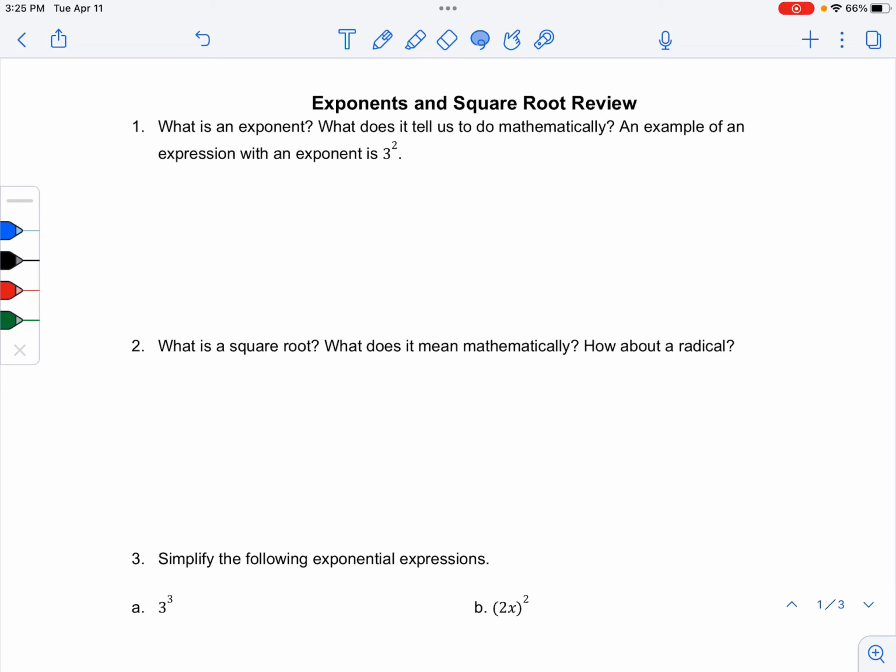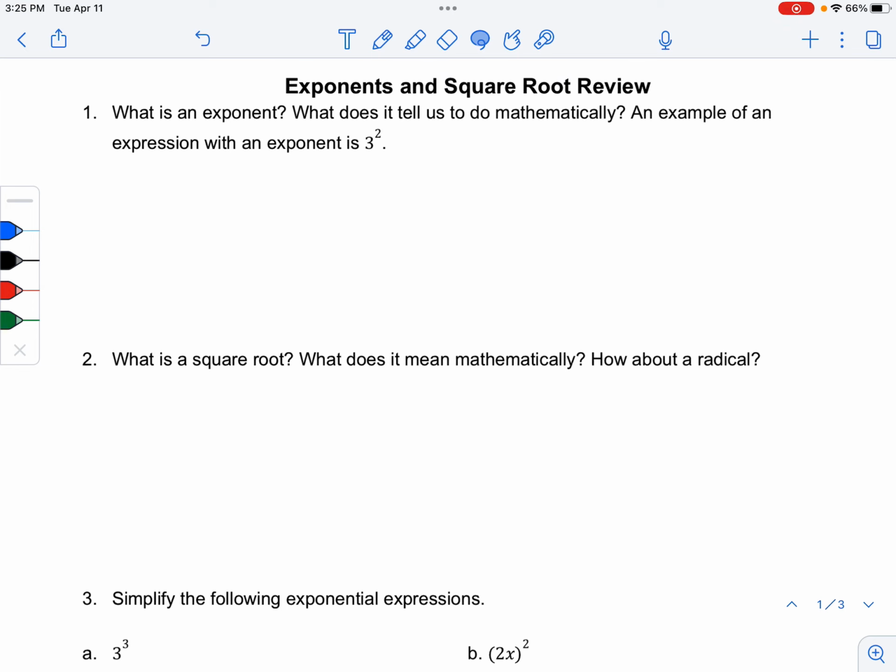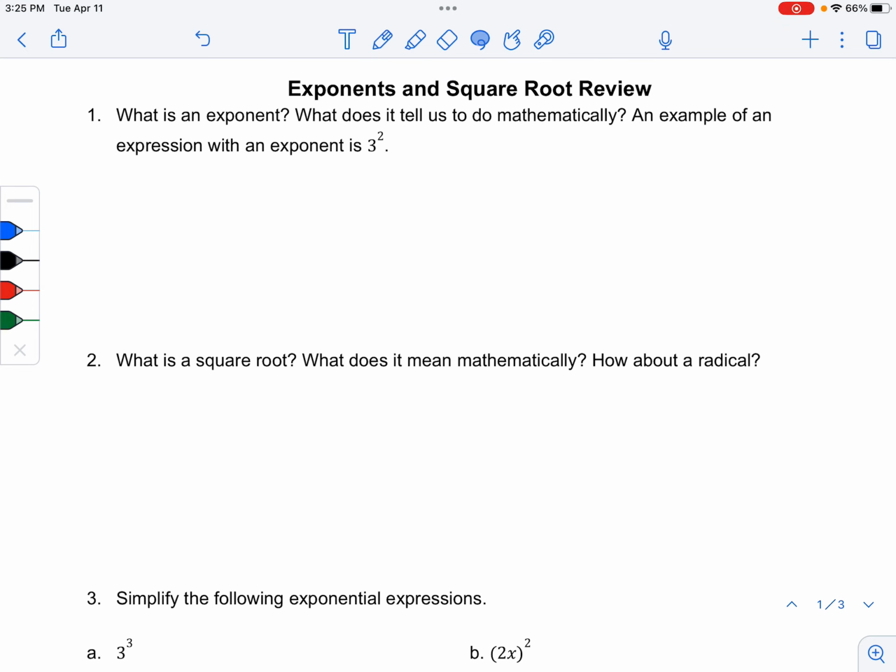In this video, I want to review exponents and square roots. Begin by just taking a couple minutes and thinking about these first two questions. What is an exponent? What does that tell us to do mathematically? And what is a square root? And what does that mean mathematically? So take an opportunity to pause real quick, think about these things, think about what you might know, and then unpause and we will discuss.